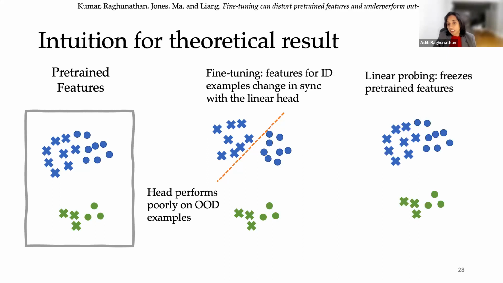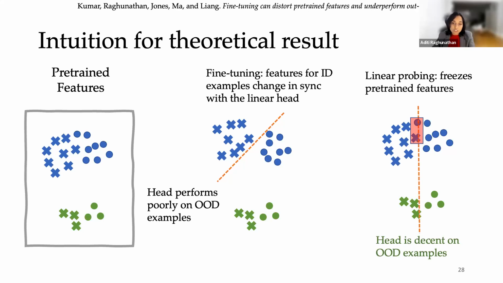And linear probing, on the other hand, doesn't have this problem because we freeze the pre-trained features. So as a result, we'll just learn this linear head, and this head performs decently on out of distribution examples as well. But we have this other trade-off that these features were not perfectly separable, and as a result, the head doesn't perform really well in distribution, and so, for example, gets a few points wrong. And this is something that we're giving up because we're not able to update the features.